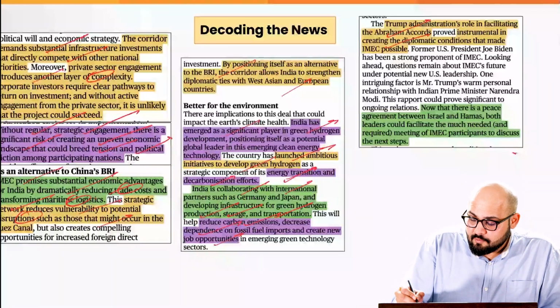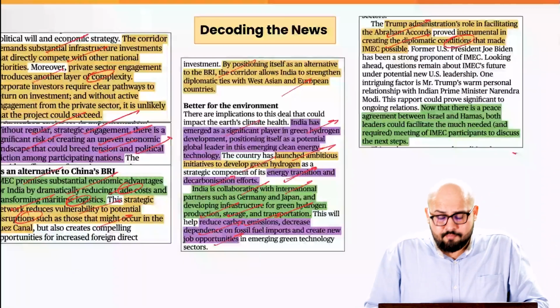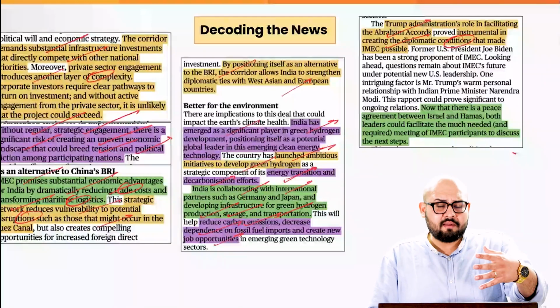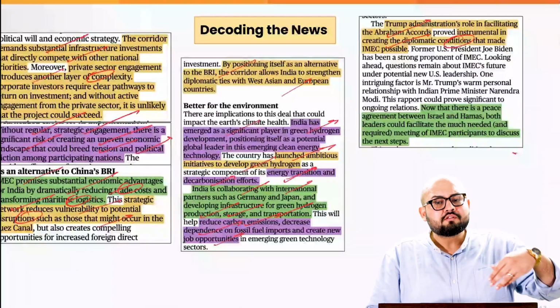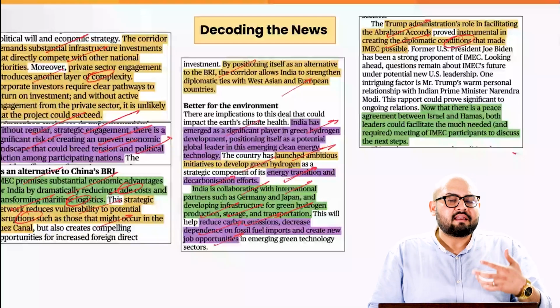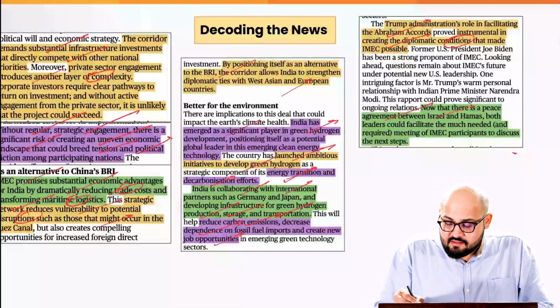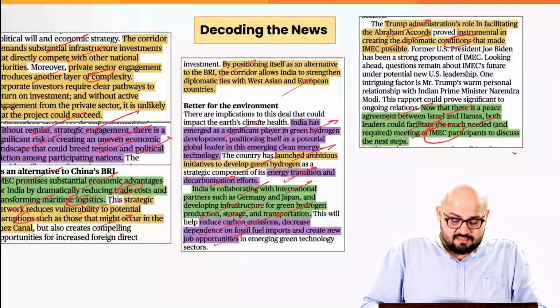It was instrumental in creating the diplomatic conditions that made IMEC possible. Again, what we are trying to say is that it was the Trump administration which went for the Abraham Accords, and now it has come back. So therefore, it is but natural to say that IMEC should be prioritized, right? Now, there is a peace agreement between Israel and Hamas. Both leaders could facilitate the much needed meeting of the IMEC participants to discuss the next steps, right?